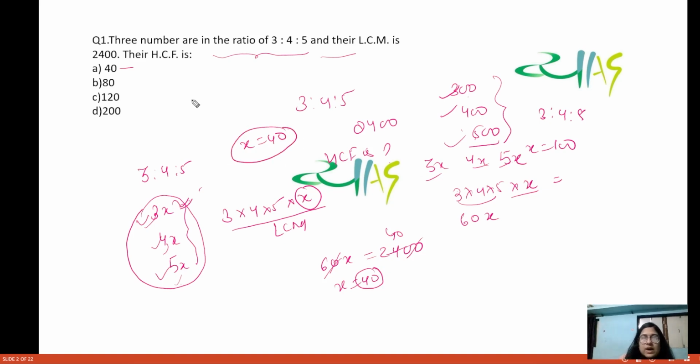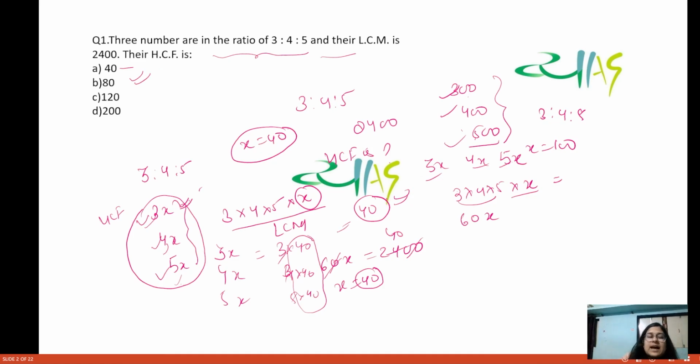Now see, you are asked the HCF of these numbers. What does HCF mean? We have to find the highest common factor. We are given 3x, 4x and 5x, so you have 3 into 40, 4 into 40 and 5 into 40. What is the highest common factor of all these? 40. 40 is the common factor and also the highest; otherwise 3, 4 and 5 are not common. So we get our answer as 40. I hope everybody understands this concept: when the numbers are given in a ratio and we are given the LCM, then we can find the highest common factor from here.